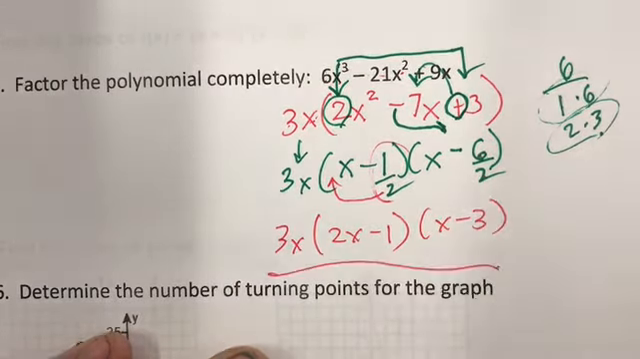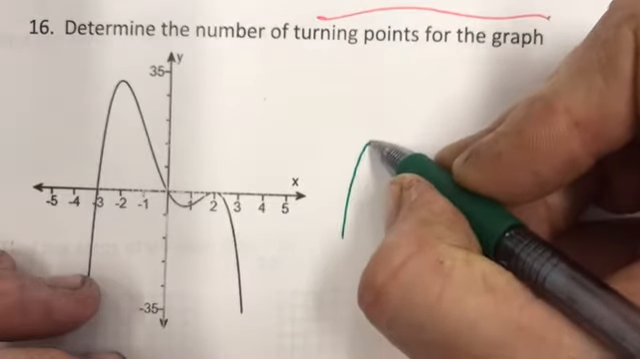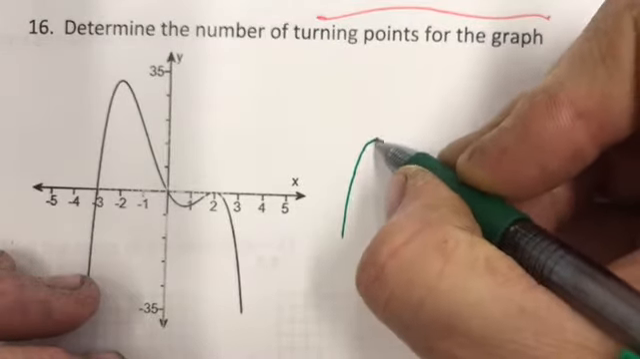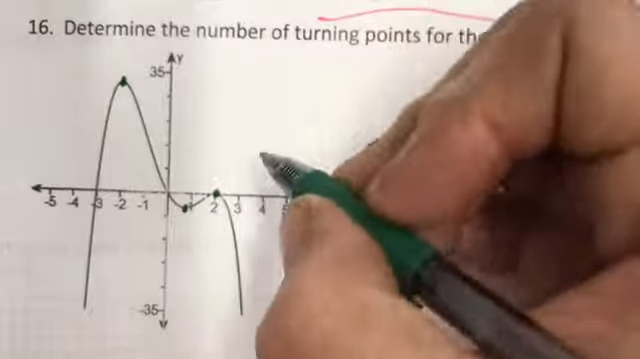Okay, number 16, determine the number of turning points. A turning point is when the graph is going up, and all of a sudden it turns and starts going back down. And this is a turning point right here. Looks like there's one there, looks like there's one there, looks like there's one there, so that's 3.